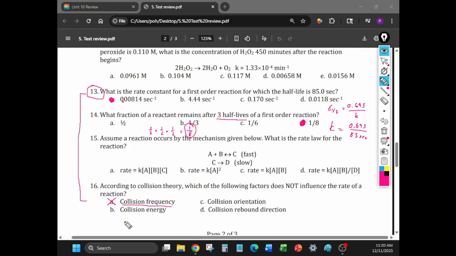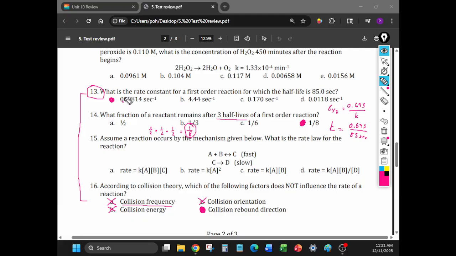Does the amount of energy they bring into the collision matter? Yes, that's activation energy. Does the orientation matter? Yes, the positioning matters as well. That's also activation energy. So the last one is rebound, and you guys can probably deduce we never talked about rebound, so how they bounce off each other, and so that is going to be our answer.